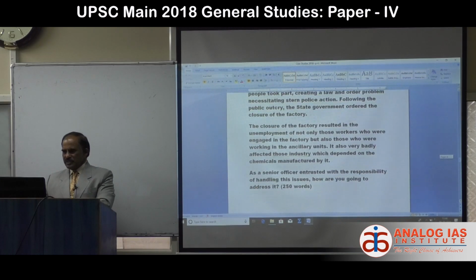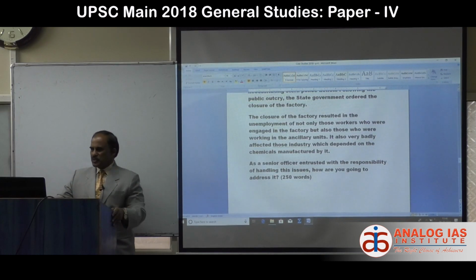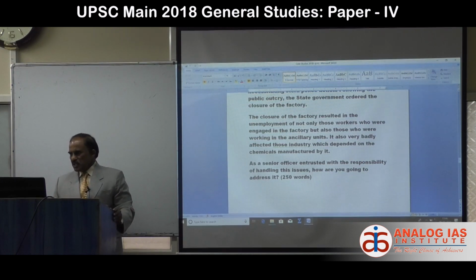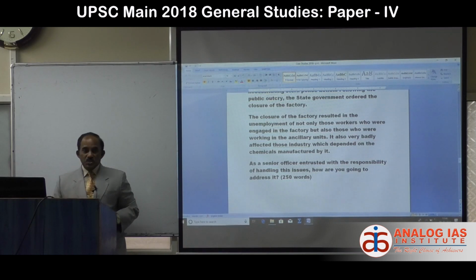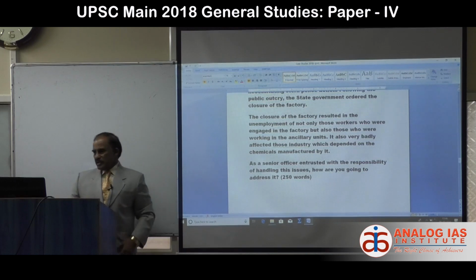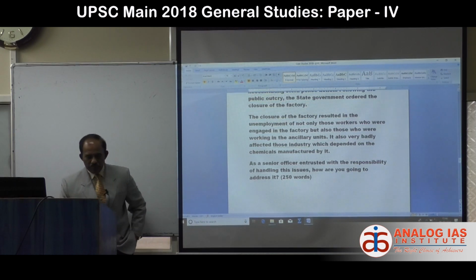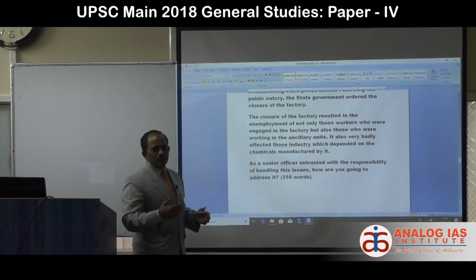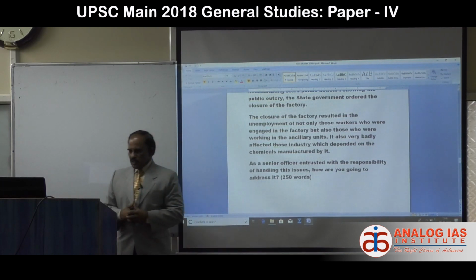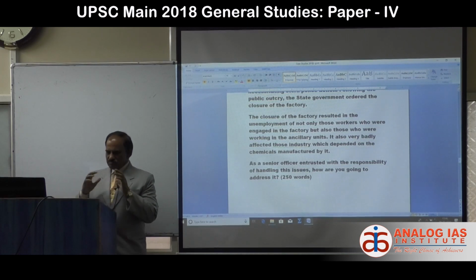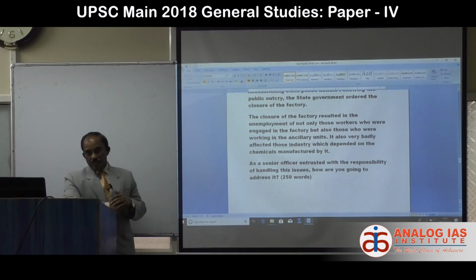The closure of the factory resulted in the unemployment of not only those workers who were engaged in the factory, it also very badly affected those industries which depended on the chemicals manufactured by it. So now you are a senior officer entrusted with the responsibility of handling the issue. Now exactly this is what happened in Tuticorin in Tamil Nadu for the Sterlite factory. So what is the nature of the case study here?